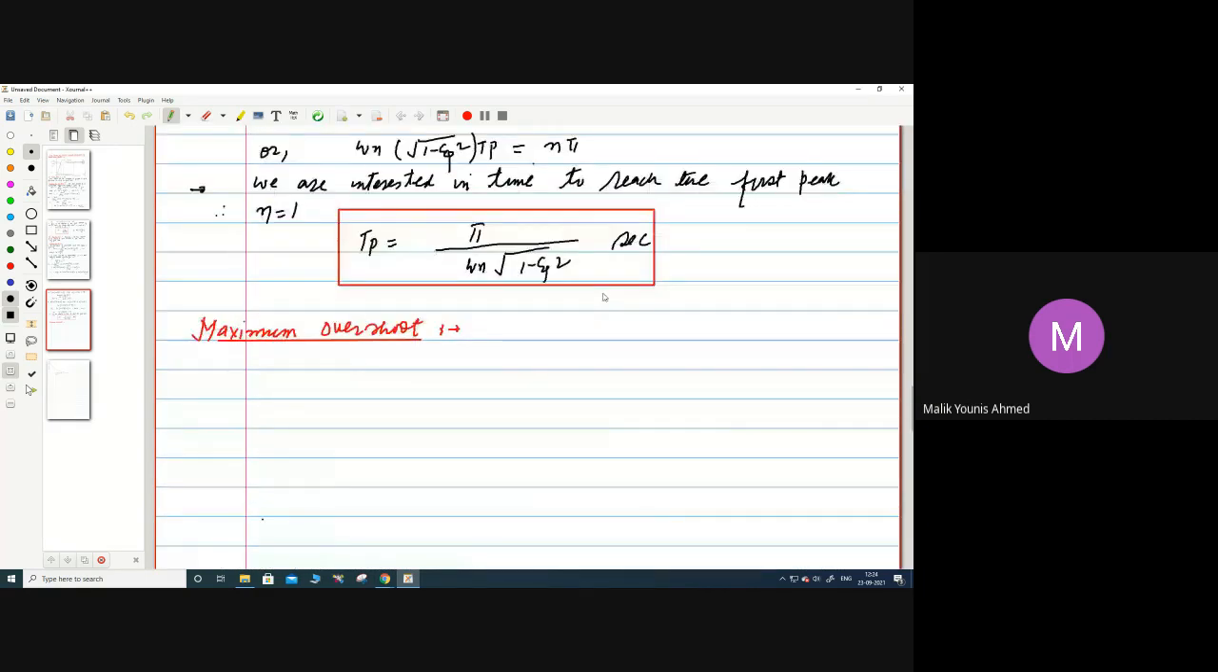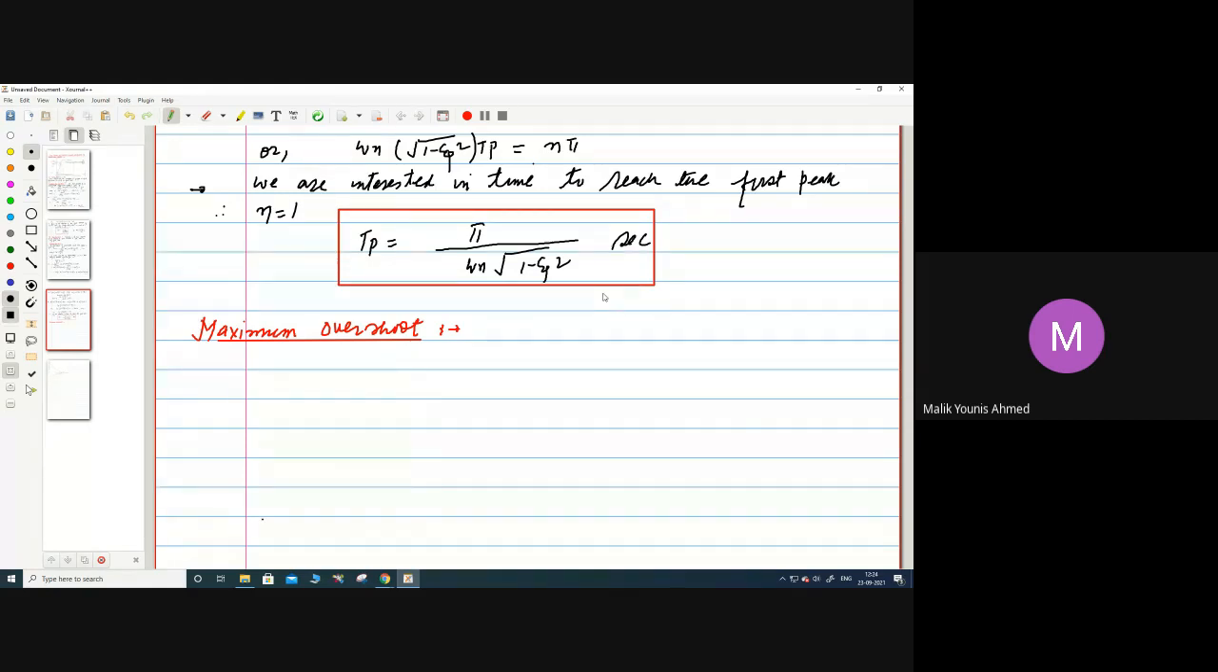The maximum overshoot is basically the closeness of the actual response to the desired response. What is the actual response we are getting? How close is it to the desired response? That is determined by the maximum overshoot.